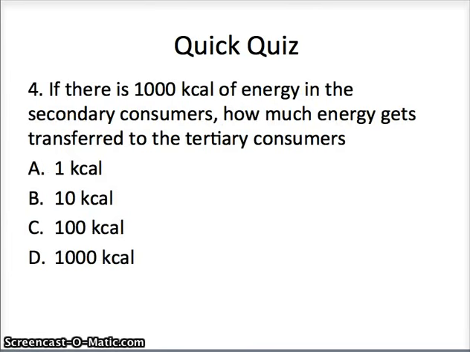All right, and last question, number 4. If there is 1,000 kilocalories of energy in the secondary consumers, how much energy gets transferred to the tertiary consumers? Is it 1 kilocalorie, 10 kilocalories, 100 kilocalories, or 1,000 kilocalories? Go ahead and make your choice. The correct answer is C, 100 kilocalories. Remember, the secondary consumers only transfer 10% of 1,000 to the tertiary. So 10% of 1,000 is 100.